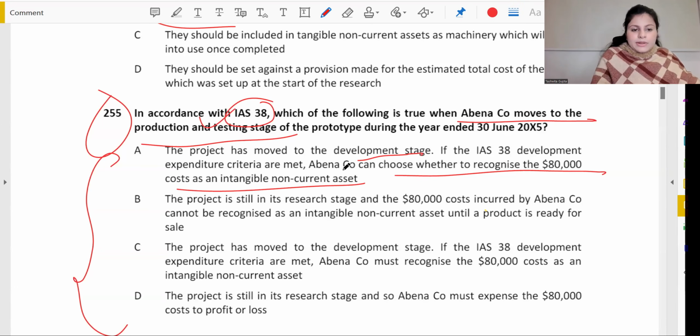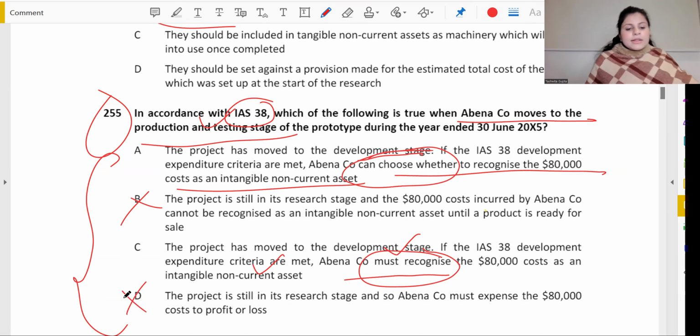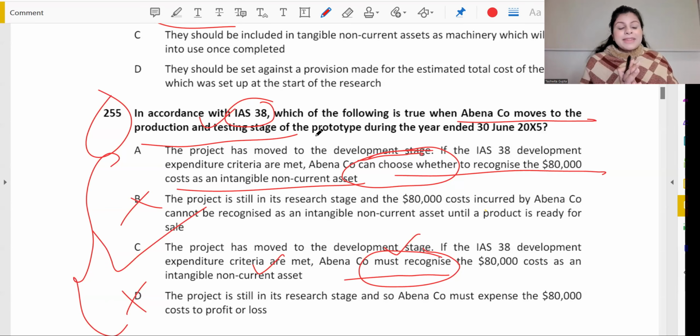Okay, this is totally incorrect. It is not research. It has moved to the development stage. If the criteria are met, Abena must recognize. Here they have written must recognize, and here they have written can choose. So which one do you think is the answer? If PIRATE is met, do you have an option to choose? No. So my answer is C. Very right. Awesome.